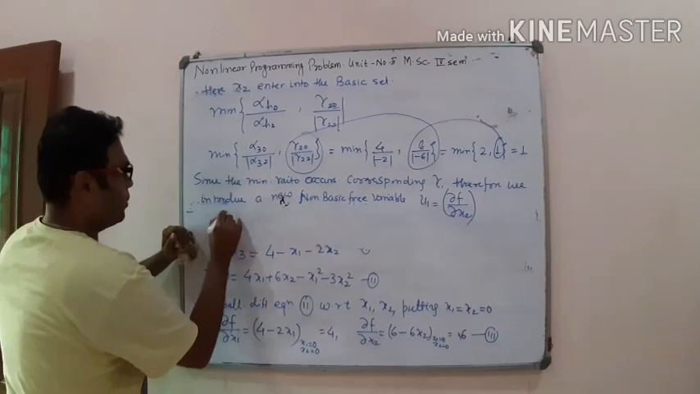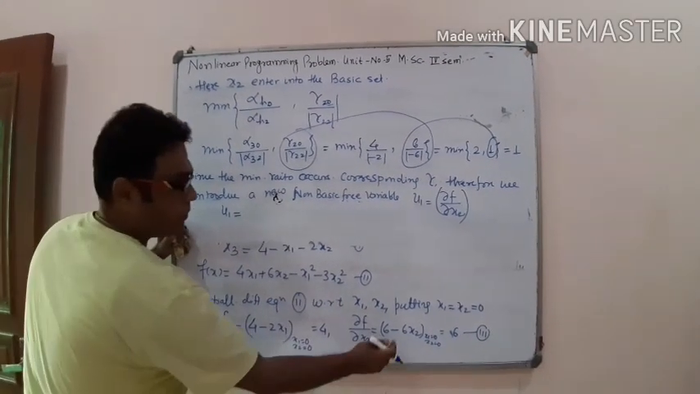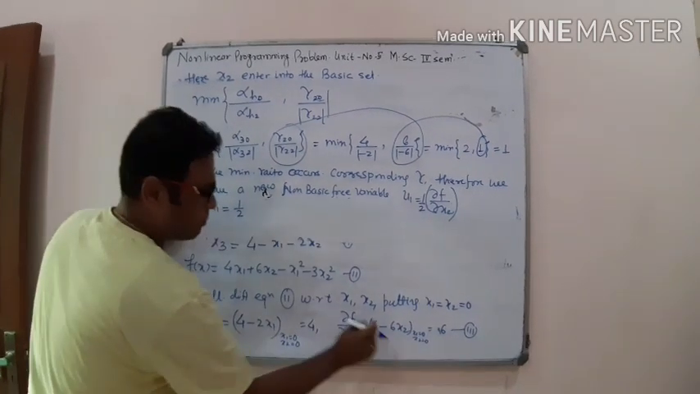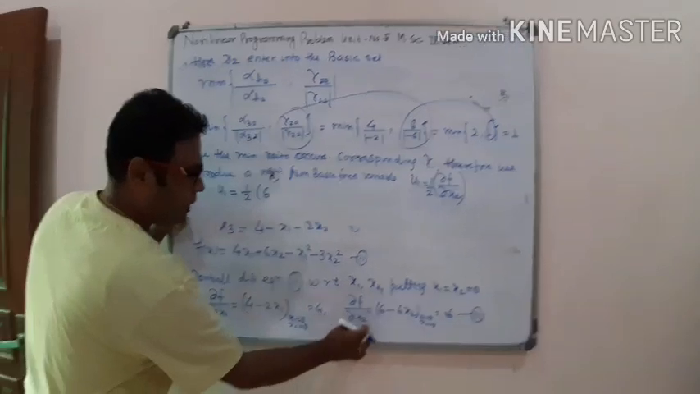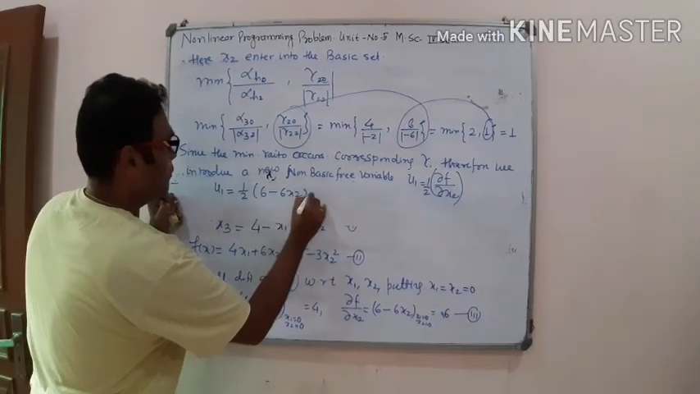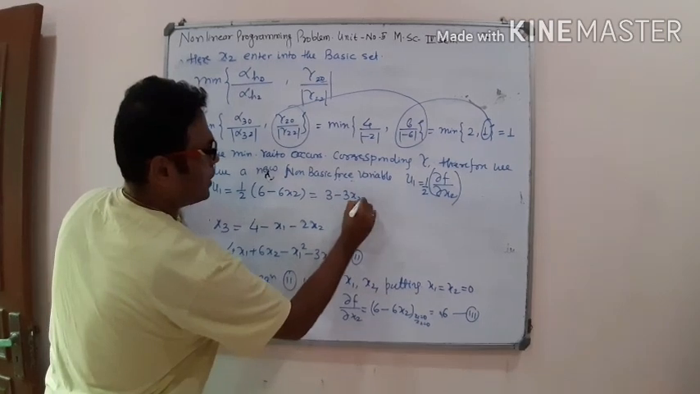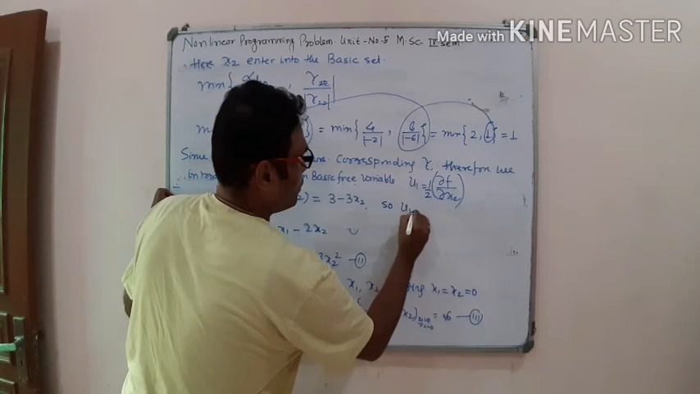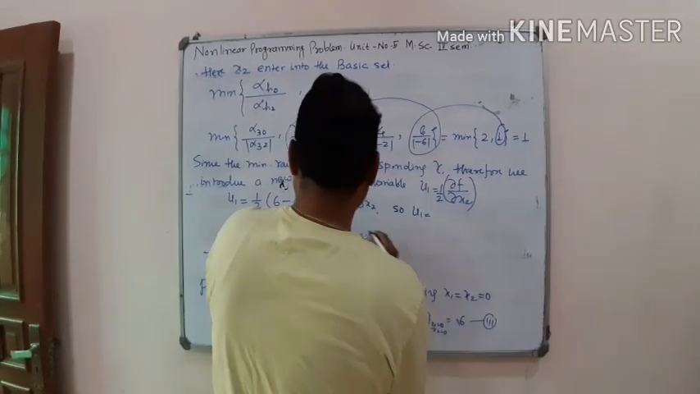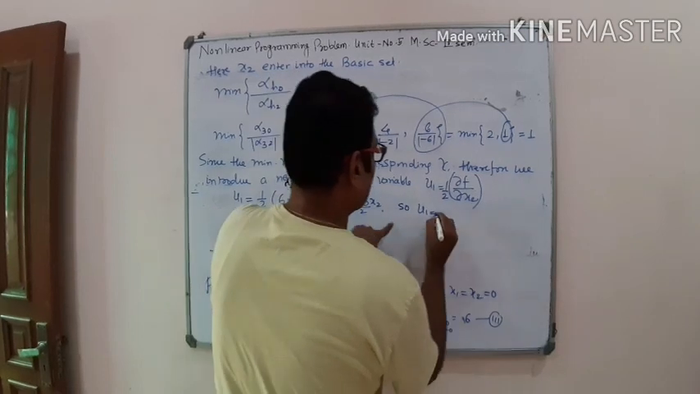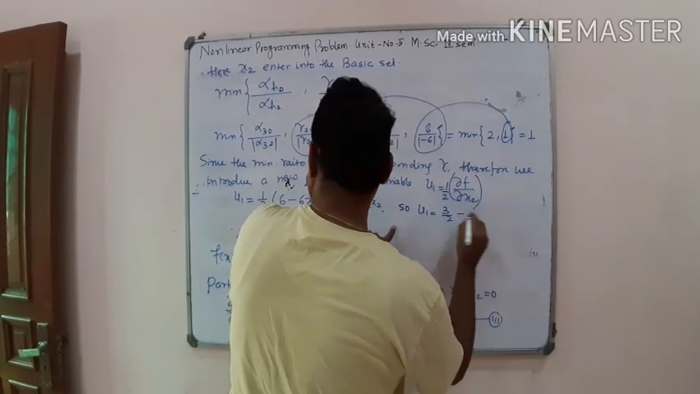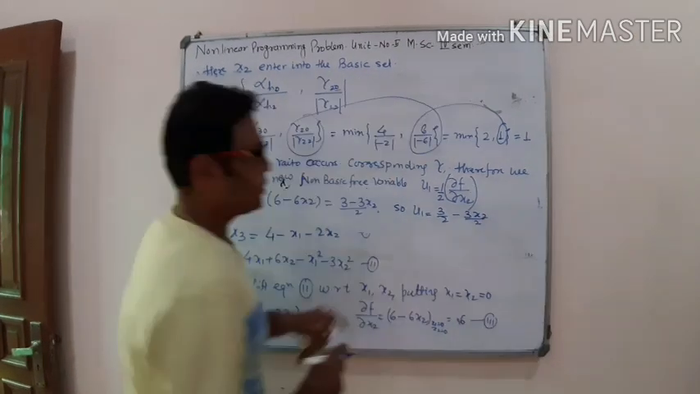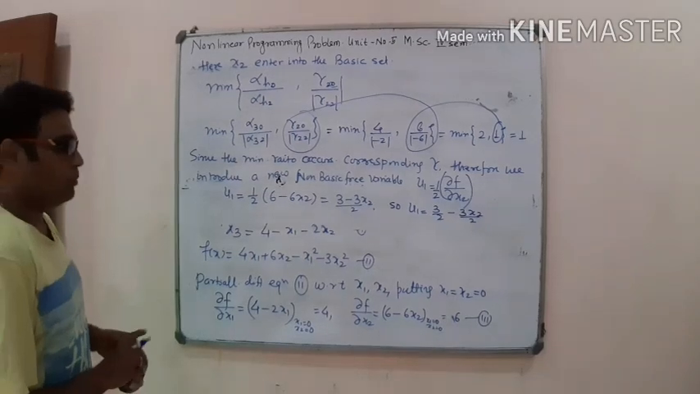So we compute u1, that is half of the partial derivative. The partial derivative of this portion, del f by del x2, is 6 minus 6x2, which is equal to 3 minus 3x2. So u1 becomes, divided by 2, u1 becomes 3 by 2 minus 3 by 2 x2.